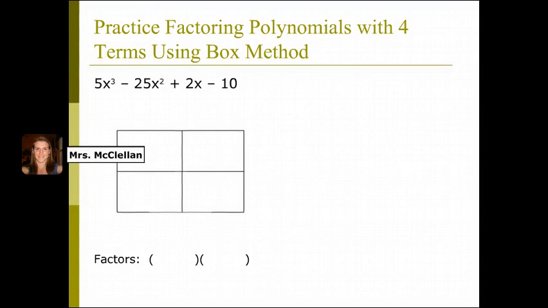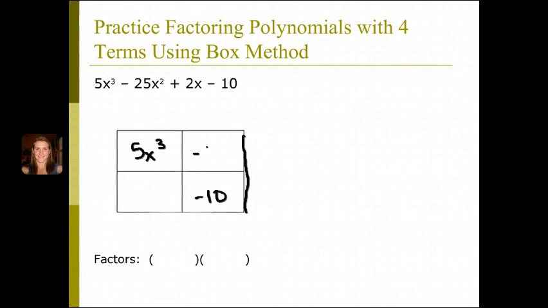So let's do another practice problem. Our first term goes in the first box, then 5x cubed. Our last term is in the last box, and then our other middle terms just fill in the empty boxes. Now the nice thing is we don't have to multiply anything together, we just go straight to factoring out our greatest common factor.